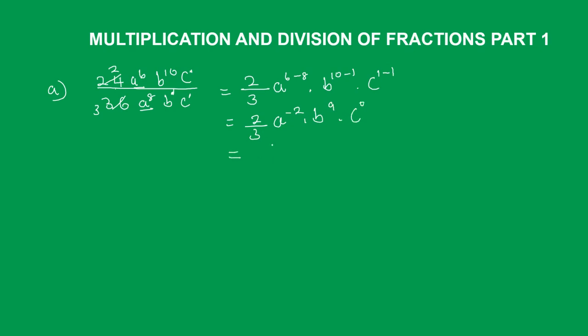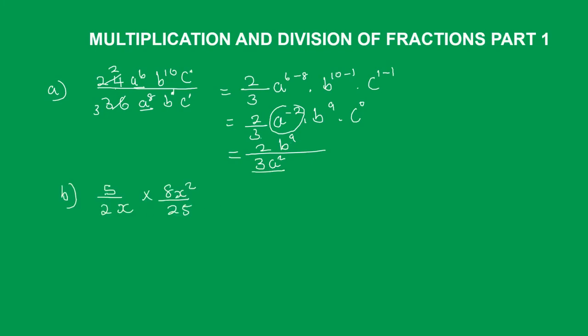C to the power 0 becomes 1. And then because this one is negative 2, it becomes the denominator with a positive exponent. So it's 2 over 3a squared. Then b to the power 9 is still in the numerator. 2b to the power 9 over 3a squared.